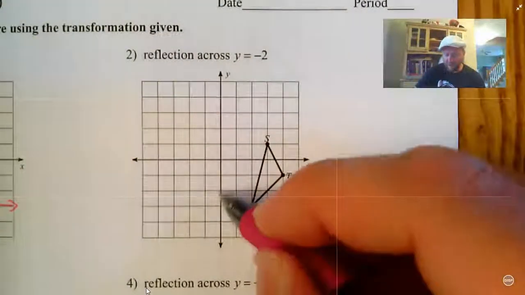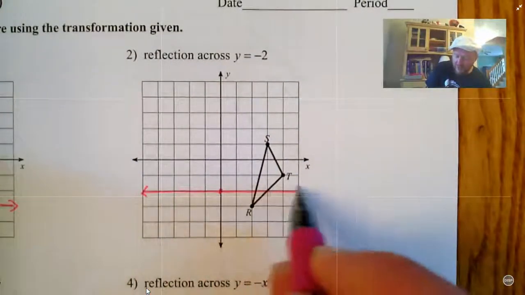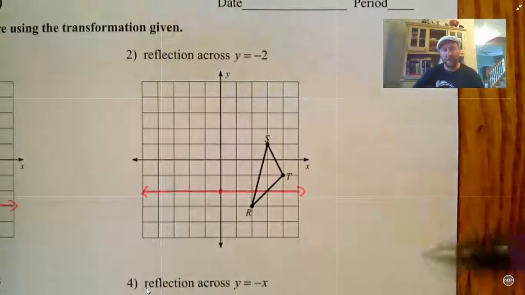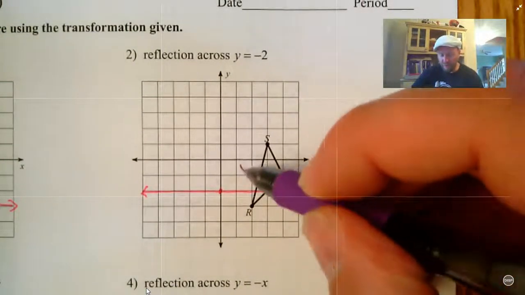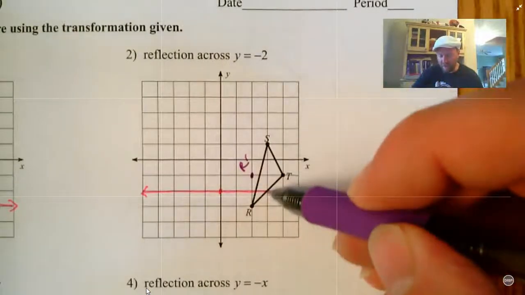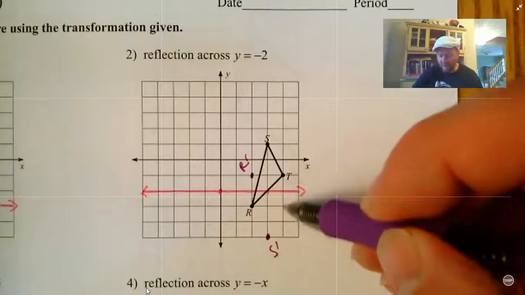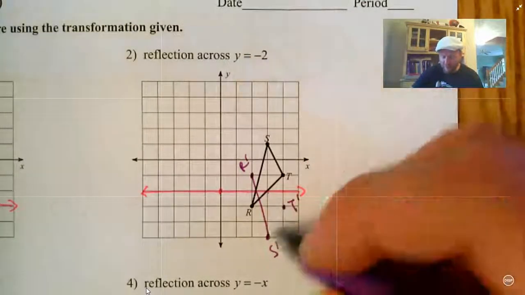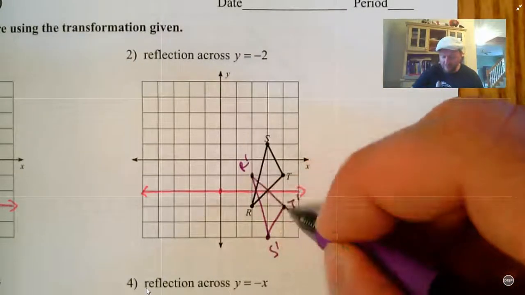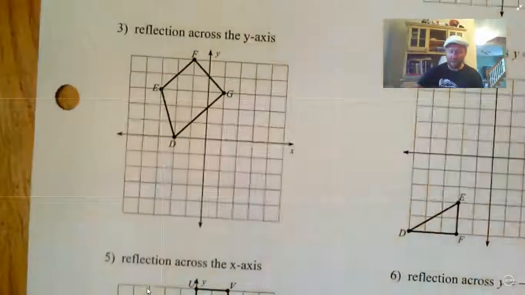Next up, line y equals -2. Go to the y-axis, mark the point -2. Draw a line that passes through the axis at that point. Reflect each point individually. R is a space away, so 1 space. S is 3 spaces. S prime should be 3 spaces. And T is 1 space. T prime 1 space on the other side, of course. Connect them, and we're done.